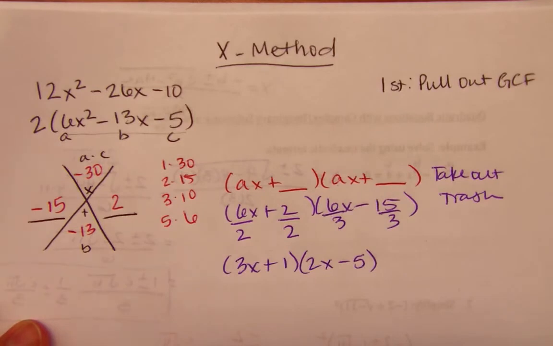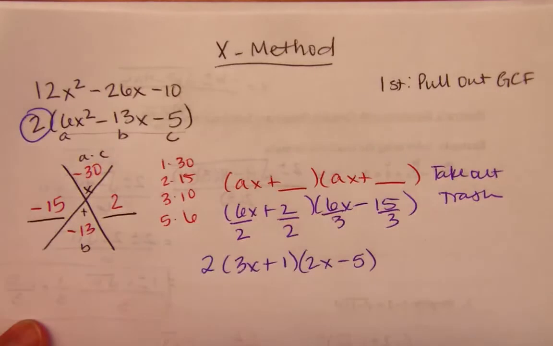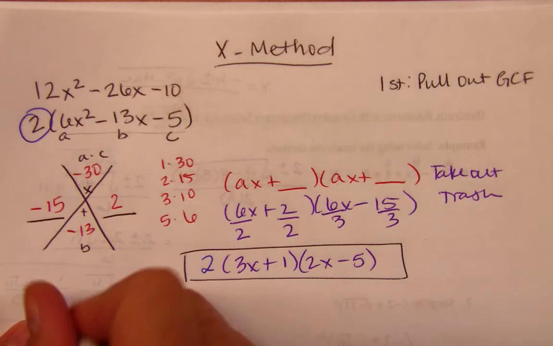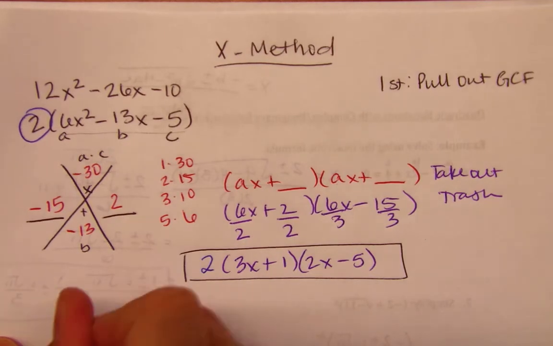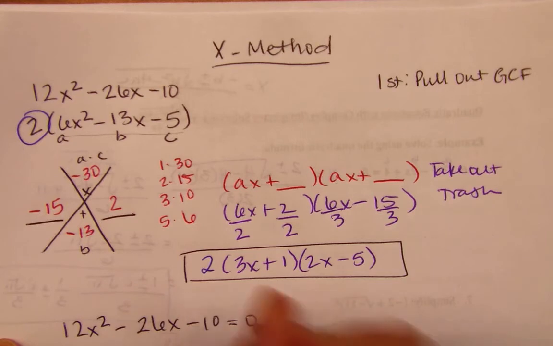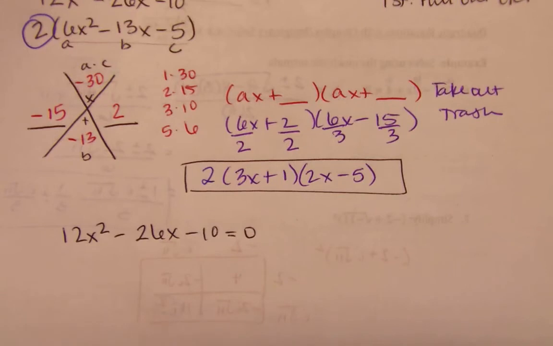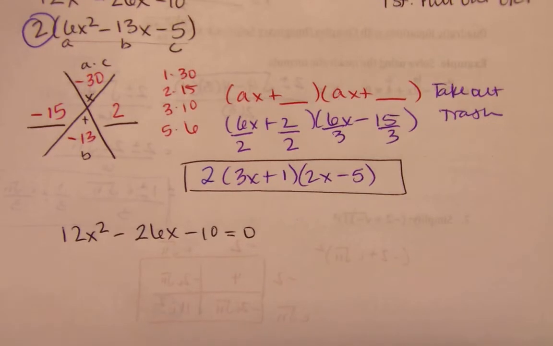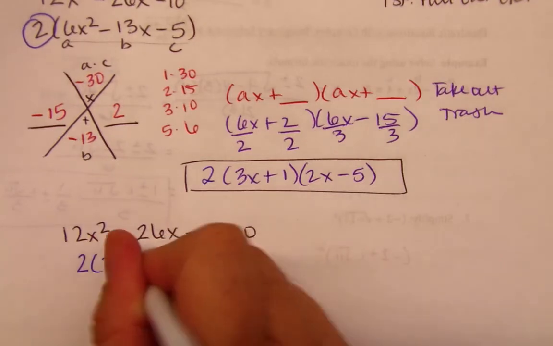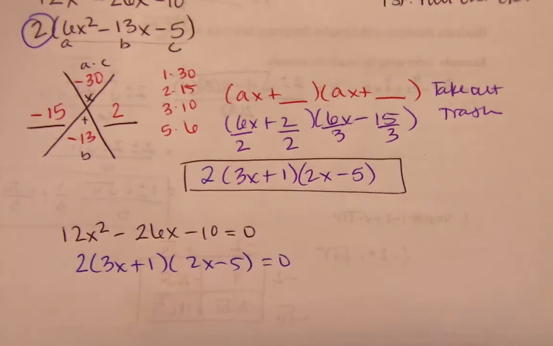But a lot of times what students forget is this 2 that we pulled out front. So we can't forget about that. And that would be our answer. Now, if the question had asked us to solve, let's say it was 12x squared minus 26x minus 10 equals 0. And what we want to do here is we can go through that same process and we end up with those factors 2, 3x plus 1, 2x minus 5 equals 0.